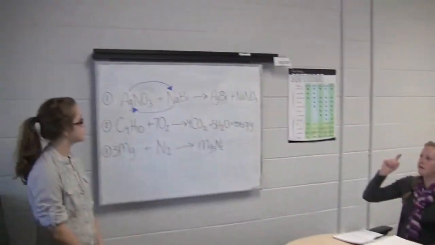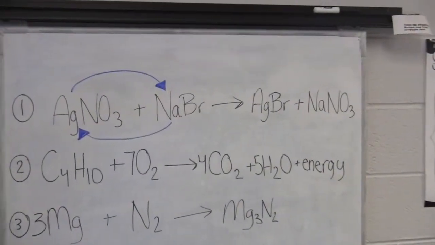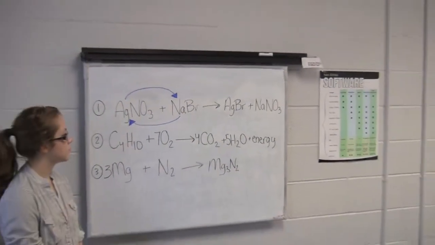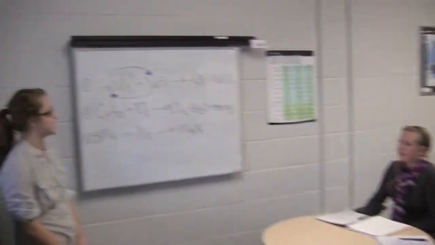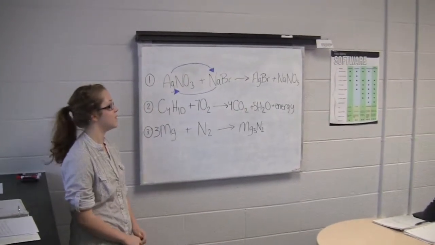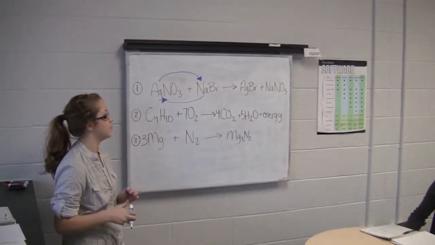Okay, so reaction 1 is a double replacement reaction because it involves 2 compounds which switch places. Right, so in this reaction, the silver and the sodium switch places, which forms the 2 new compounds. But sometimes the new compounds aren't soluble, so they form a precipitate. But how do you know if a precipitate will form? Well, if you look at your handy-dandy solubility chart that I gave you earlier, you can see whether or not a compound will be soluble.